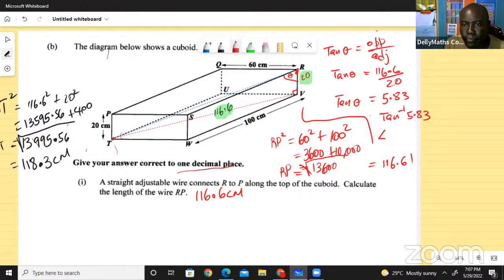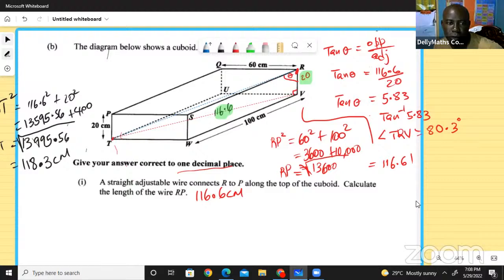angle TRV, I got 80.3 degrees. That's what I got. 80.26, but they say 1 dp, so it's 80.3. Yes.